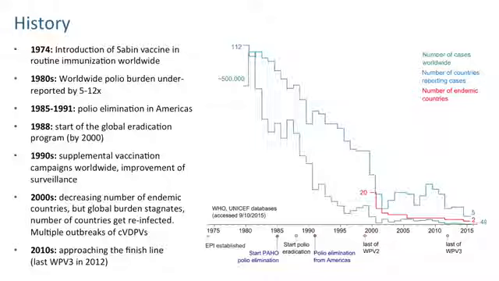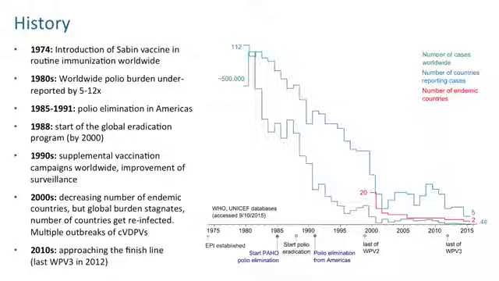Now, as of September, there's approximately 49 cases globally, all of this year, all of type 1, all of wild type 1. Sorry, this actually includes the circulating vaccine derived as well.